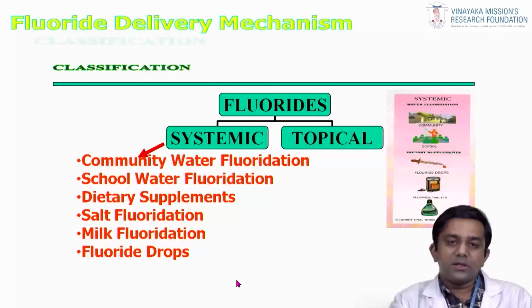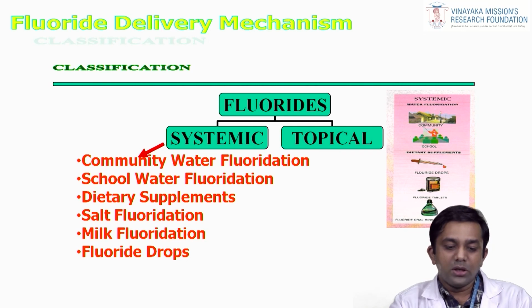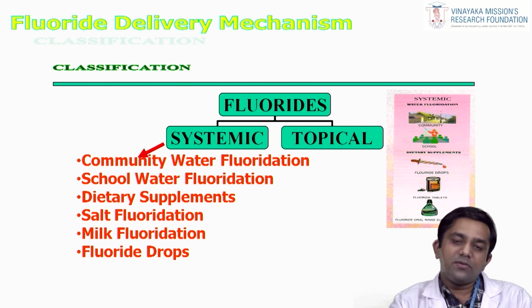Okay. The last part is fluoride delivery methods. I will explain the different fluoride delivery methods that are available. Fluorides are mainly classified into topical and systemic fluorides. Under systemic fluorides you have community water fluoridation, school water fluoridation, dietary supplements, salt fluoridation, milk fluoridation and fluoride drops. So, what is the difference between topical and systemic fluorides?